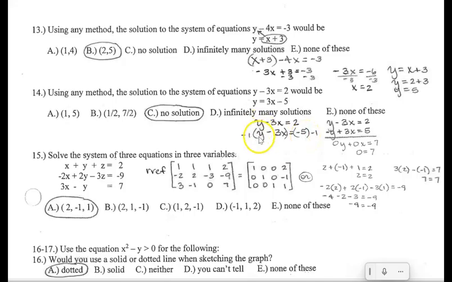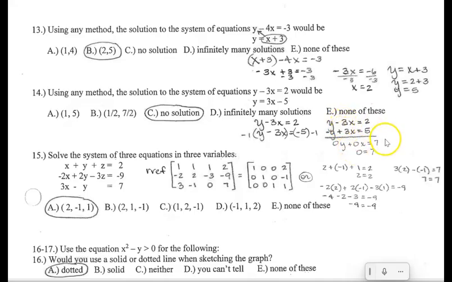Now, I need my coefficients to be opposites of each other for them to cancel out. And so I'm going to multiply this second equation by negative 1. So now I've got negative y plus 3x is equal to 5. So now when I start combining, y and negative y drop each other out. Negative 3x and positive 3x drop each other out.